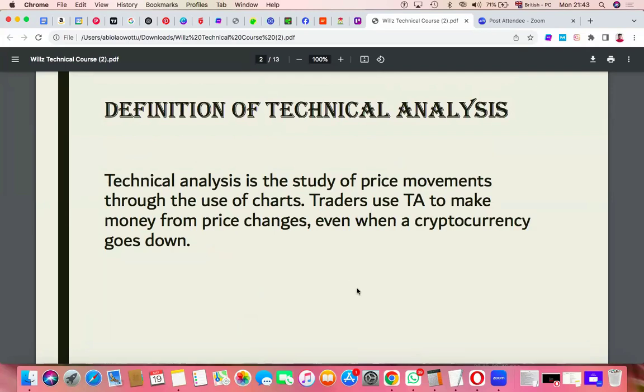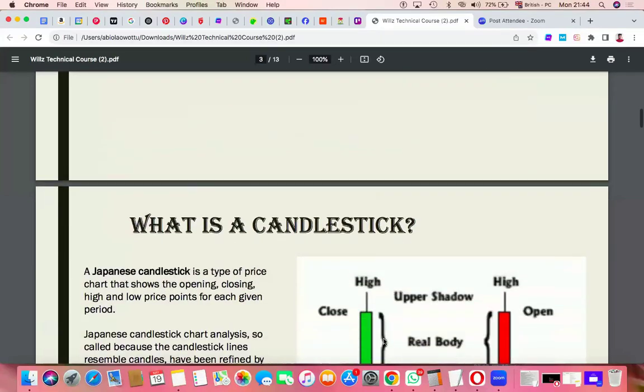Definition of technical analysis. We actually talked about the definition of technical analysis in the last class, but I'll just briefly go over that. We said anything that has to do with charts and analytics, in the sense of charting, using your charting tool, which is your Japanese chart. We actually have different types of charts, such as line charts and others, but the best charts you can use for technical analysis are Japanese charts. So we just dive into it.